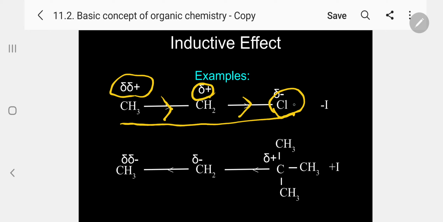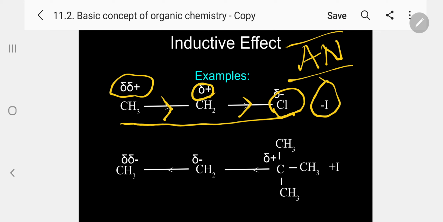Kindly follow. Whenever an electron attracting group like chlorine is present, it is minus I effect. Kindly follow. Attraction is negative. Memorize this; if you memorize, you will not forget. Attracting groups are negative.